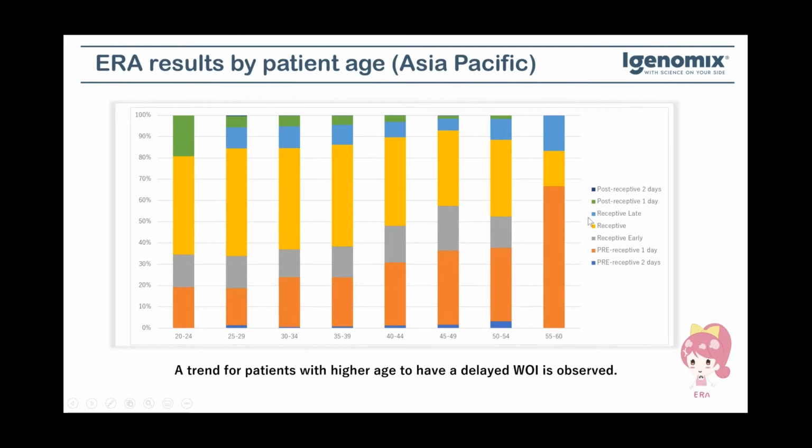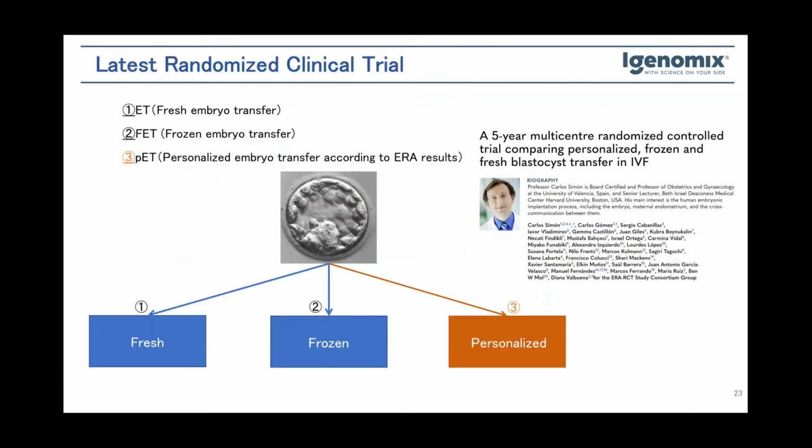So you can see that patients with much higher ages have more pre-receptive results. So they have a delayed window of implantation. We found that observation. However, we haven't got the significant data analysis yet. And I think Dr. Casala and Dr. Lee also introduced this trial, so I would skip this one.